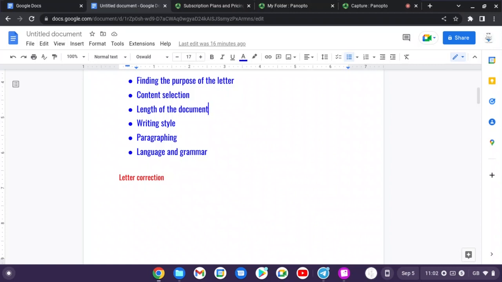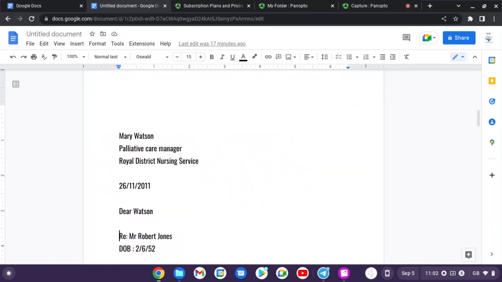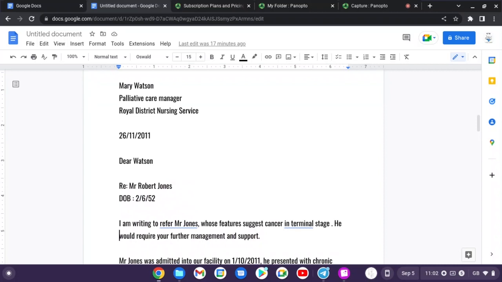We already discussed the case note, and we will see the letter that we received in the Telegram group. Then we will correct it and give some suggestions. We'll see that letter in a minute. Everybody knows how to write the introduction and all. So this is the address part, Mary Watson, palliative care manager, Royal District Nursing Service, which is given correctly.